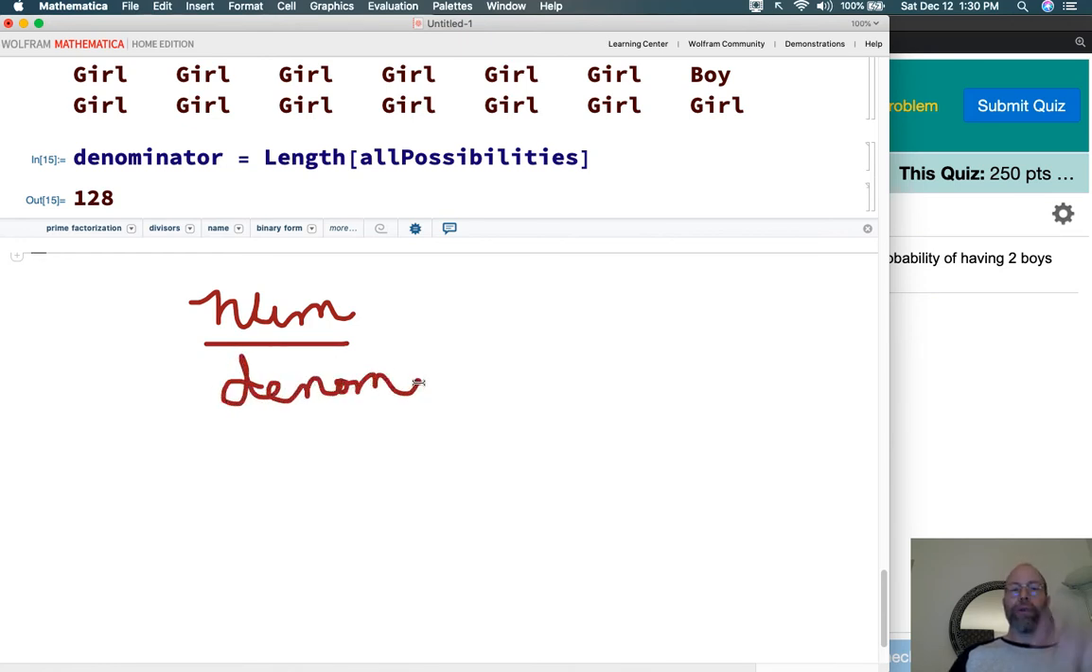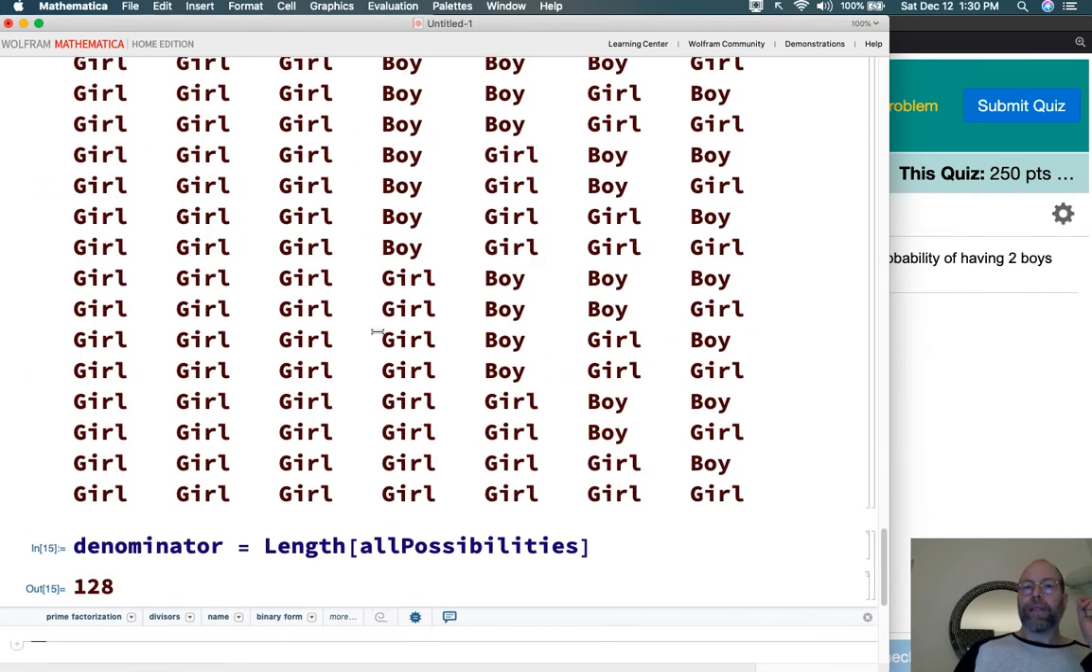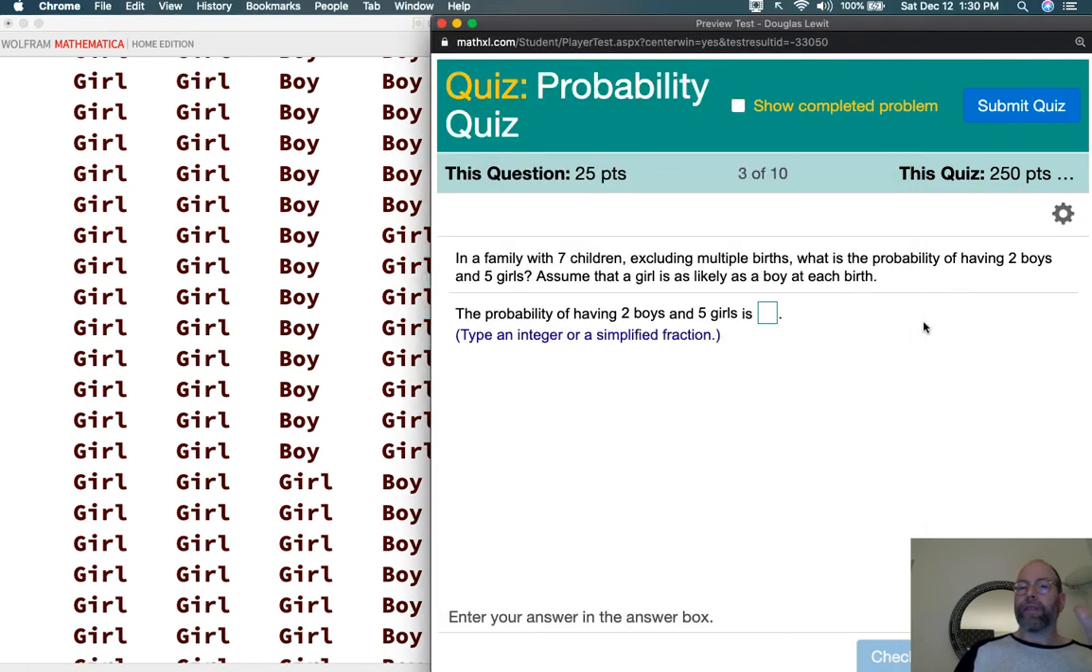So for this problem, my denominator is going to be 128 because we have 128 different possibilities. Okay, now what is the numerator? That we're going to have to figure out, right? To find the numerator, let's look at the original problem. What is the probability of having 2 boys and 5 girls?